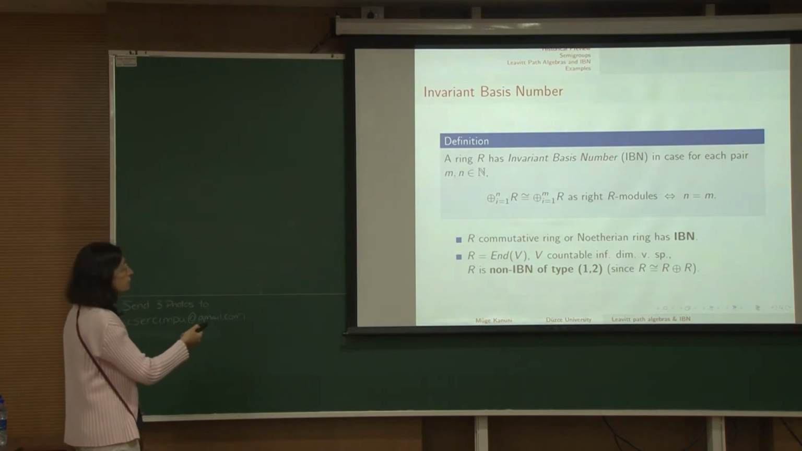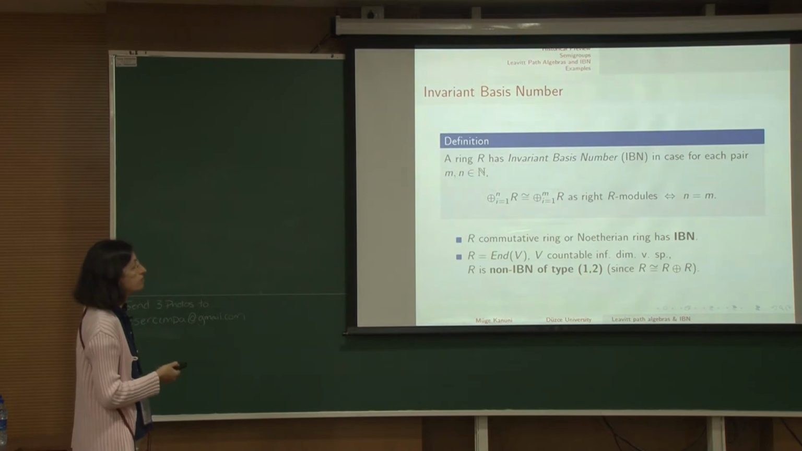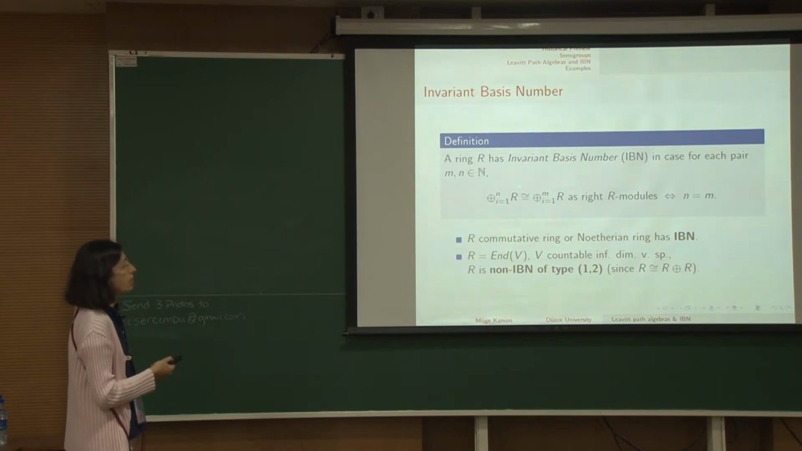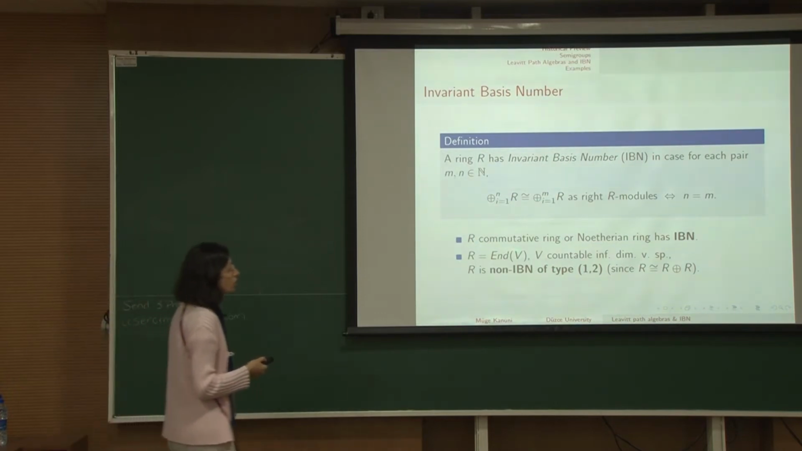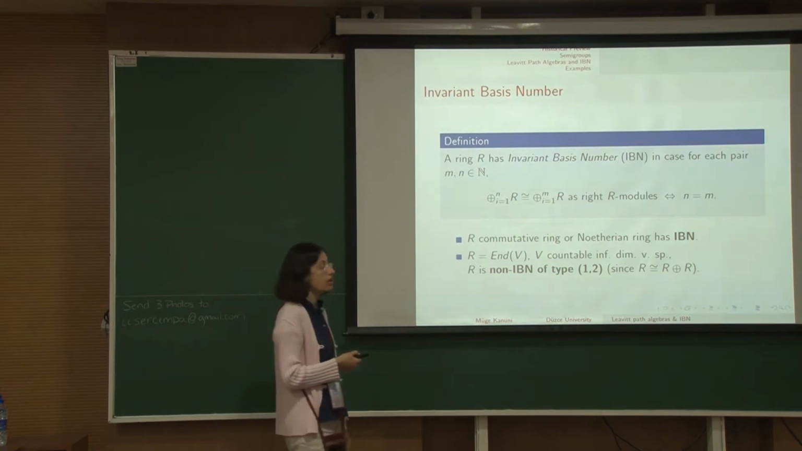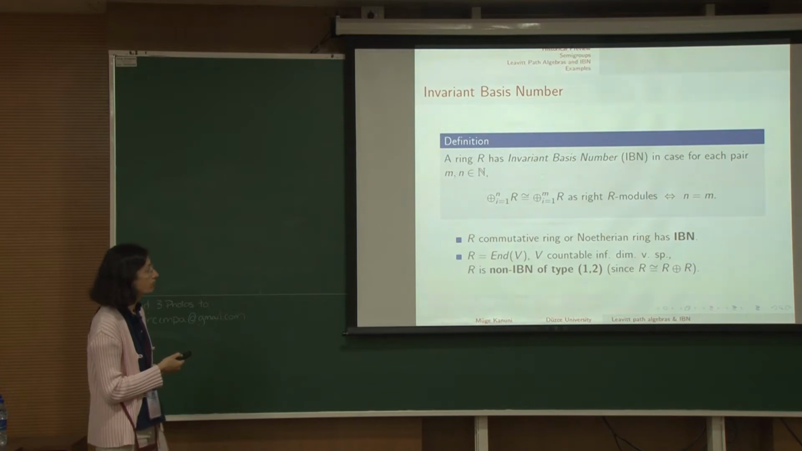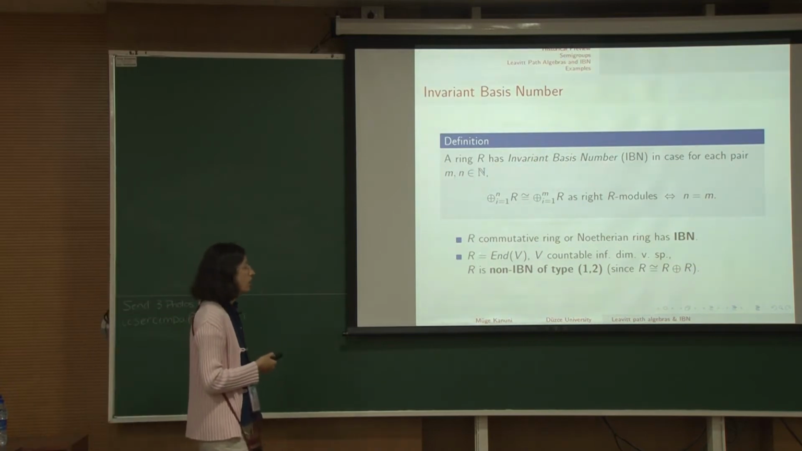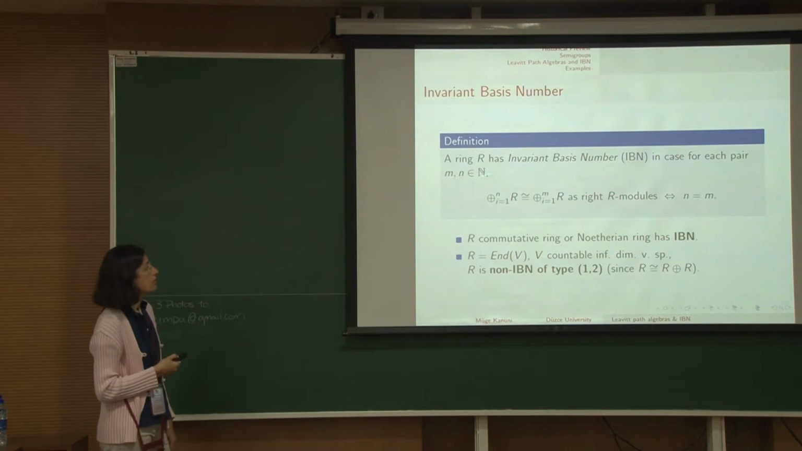Now, here comes the definition of the invariant basis number. If the answer to the question I asked is positive, then that ring is said to have the invariant basis number property. So any commutative ring or a Noetherian ring has IBN, the abbreviation for invariant basis number. However, as we see, the second example tells me it is a non-IBN ring. So we say R is either an IBN ring or a non-IBN ring.